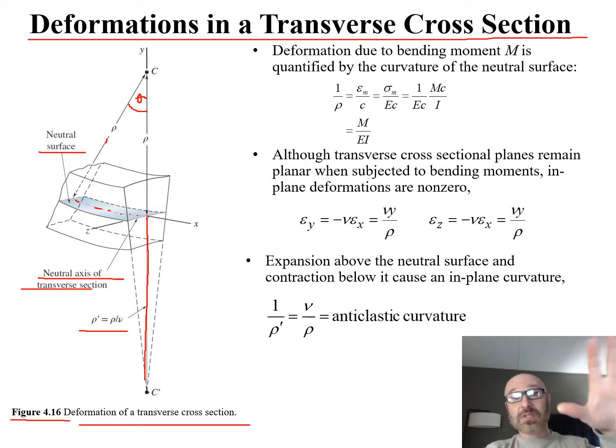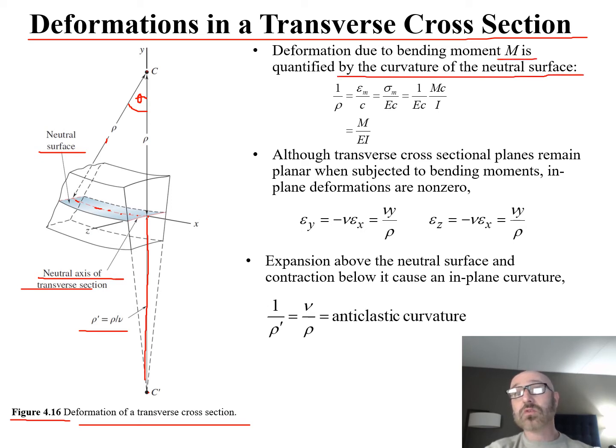So what we can see from this information given on this diagram here, the deformation due to bending moment M is quantified by the curvature of the neutral surface. So this rho gives us the information on the curvature. So we look at the inverse property of that. We have that 1 over rho is equal to our epsilon m, our max strain right there, over that value of c. So again, that c is the distance to our outer surface right there.